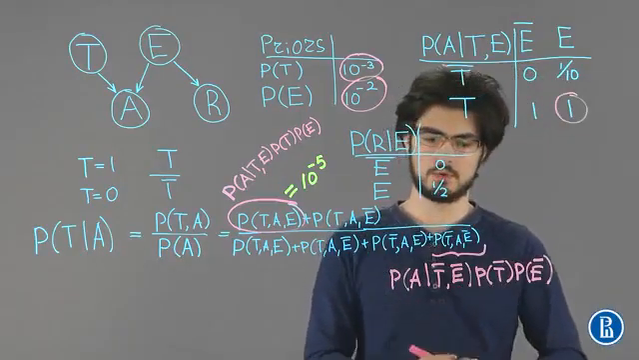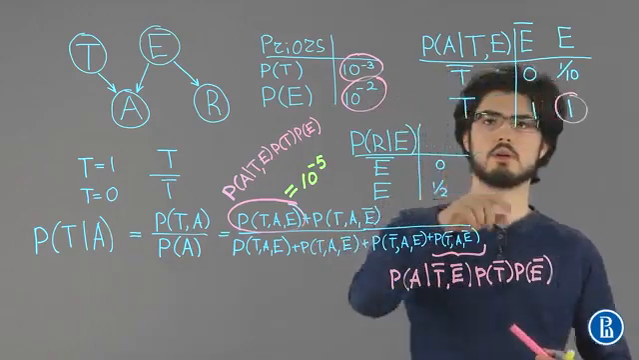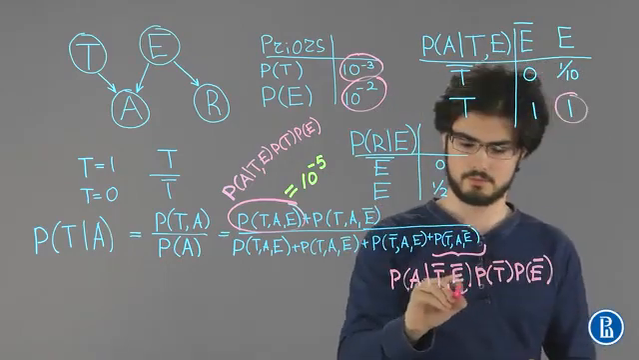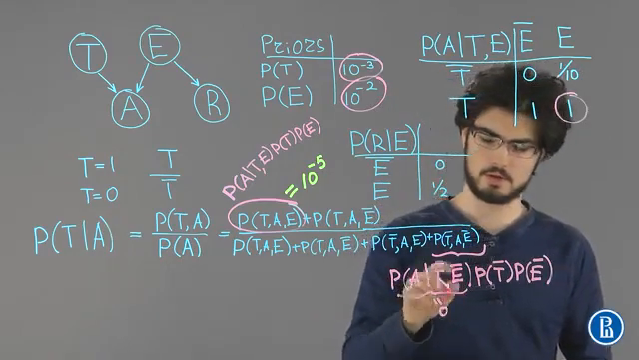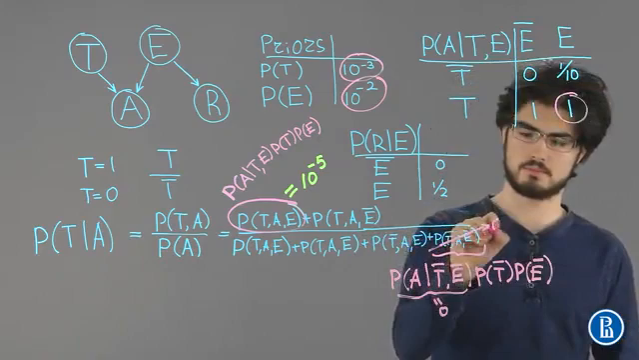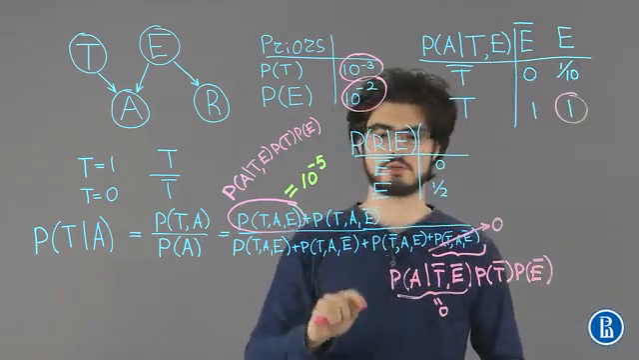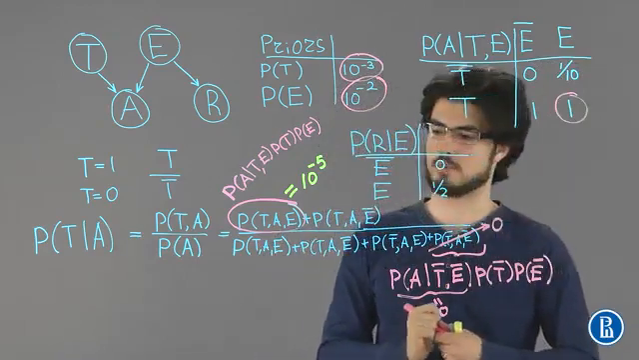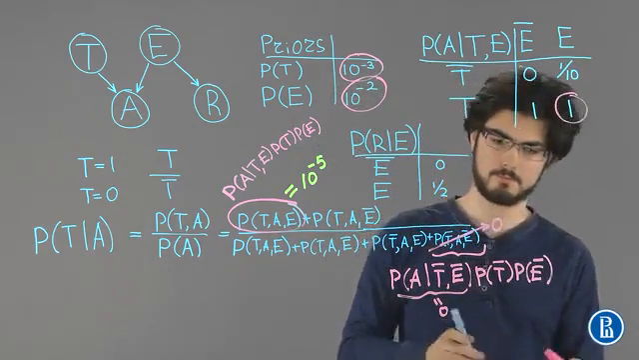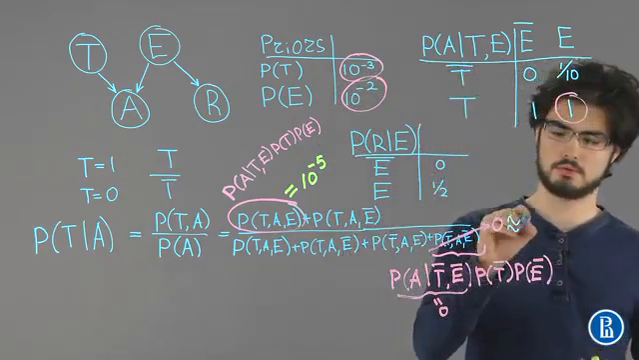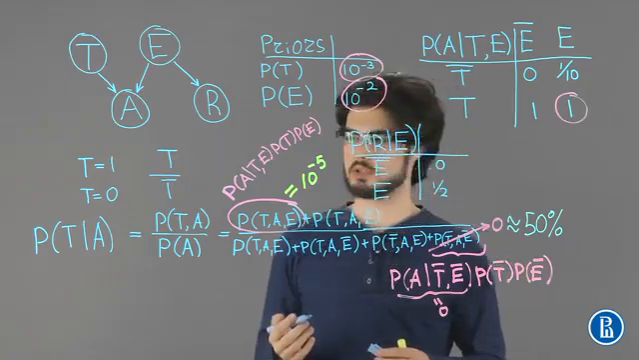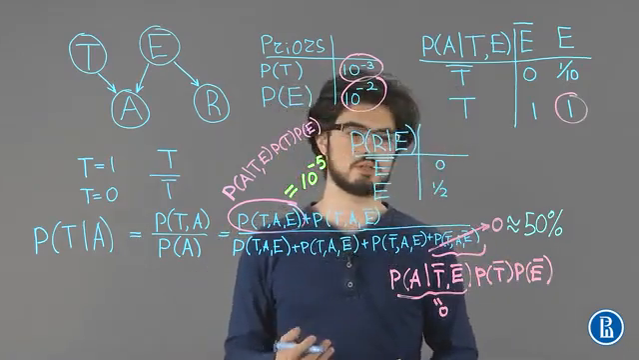Alright. What is the value of the first term? This is the probability of alarm given that there is no thief and no earthquake, so it is 0. So finally this probability would be 0, so we can cross it out. Alright, we can compute all other terms in a similar way, and if we do the math right, we'll get a value of around 50%. So the probability that there is a thief in our house if we get an alarm notification is around 50%.